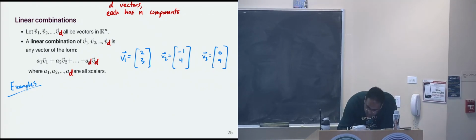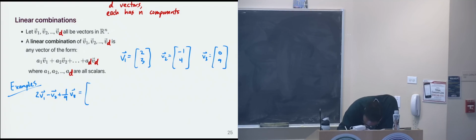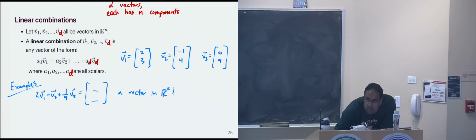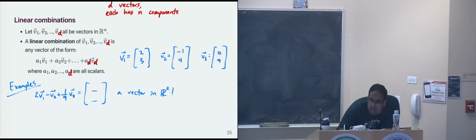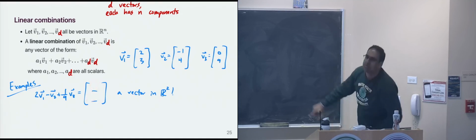Okay? So if I do something like 2v1 minus v2 plus 1/9 v3, the result is going to be some vector in 2 dimensions. Okay, what specific vector would it be? Well, it would be 2 times this minus that plus 1/9 of that, and then it would be 2 times that minus that plus 1/9 times that. Okay, are we comfortable with how we would figure out what specific numbers would go in this vector?